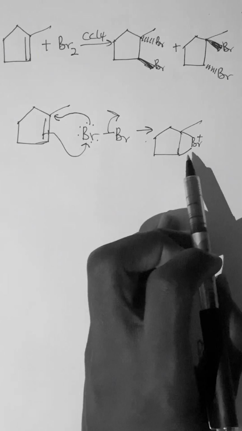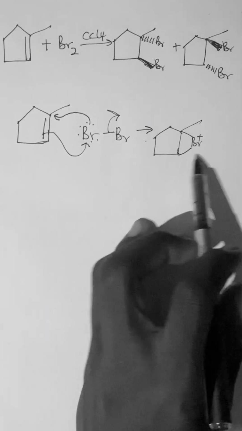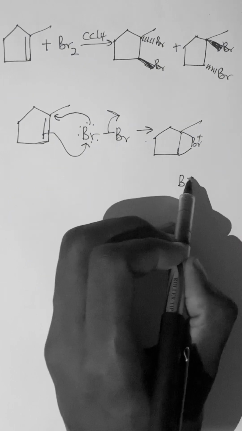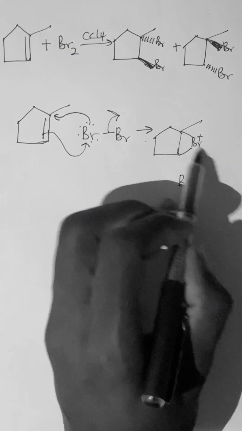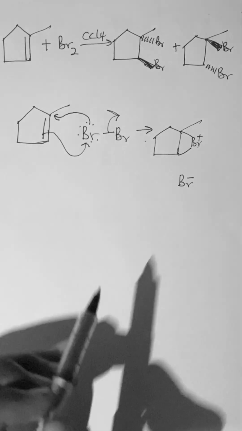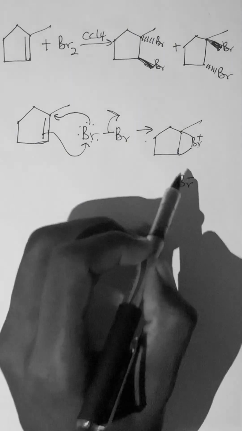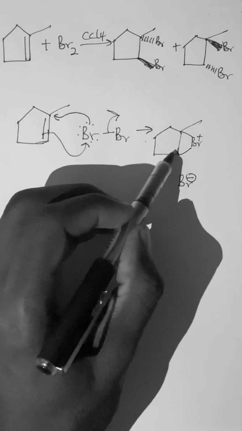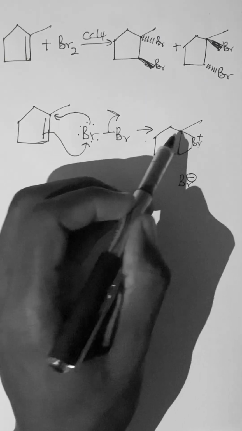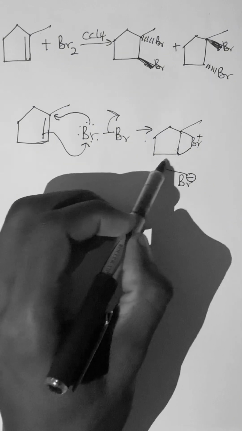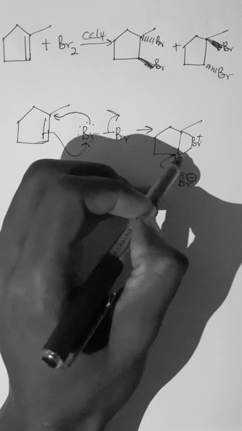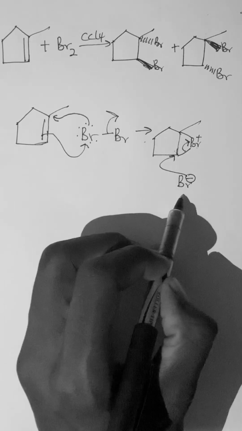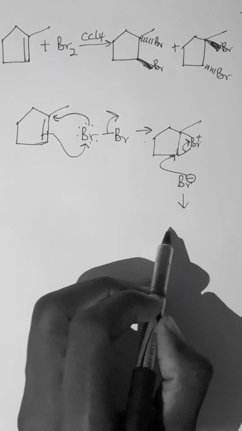When we form this intermediate in solution, the Br minus that we cleaved off cannot attack from this side. It can only attack from the opposite side. And there are 2 ways in which it could attack. It could either attack this carbon or attack this carbon from the side. So if it attacks from this side, it will cause this one to break, and that will lead us to this product.